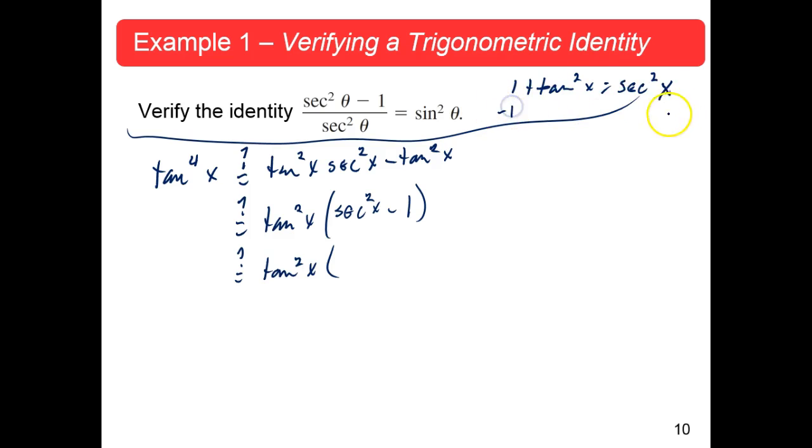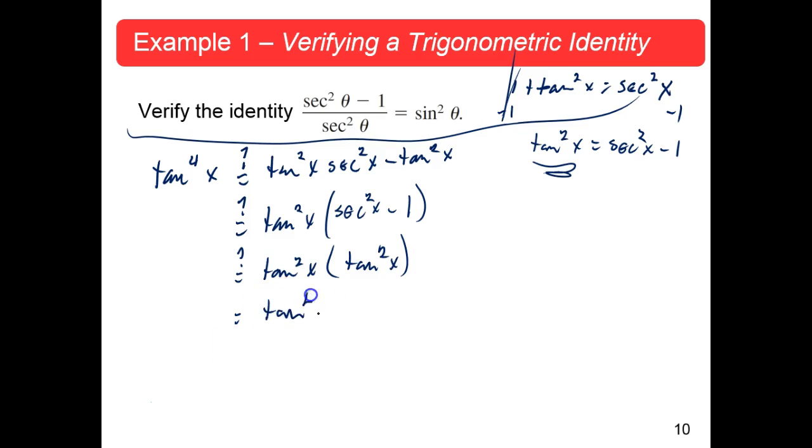What if you subtract 1 from both sides? Okay. Here the 1's go away. And you're left with tangent squared x, right? That's equal to secant squared x minus 1, right? So down here, instead of secant squared x minus 1, you can write tangent squared x. And guess what? What is tangent squared x times tangent squared x? Tangent fourth x. Bingo, it works. Oops, you can't say bingo in Alabama.